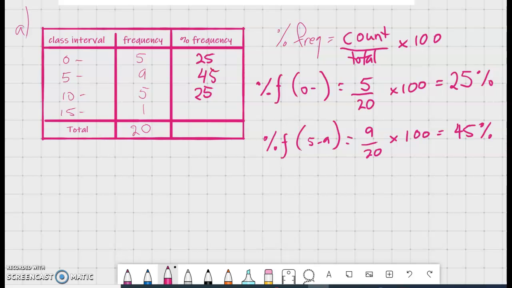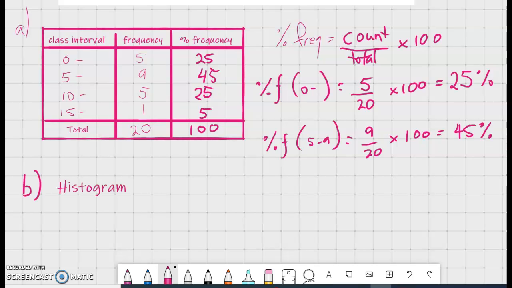And I'll quickly just fill in the last one, that's going to be 5%. So what should happen is they should all add up to 100. So 25 plus 25 is 50, 45 plus 5 is 50, that's 100. Okay, so math seems to be going so good so far.